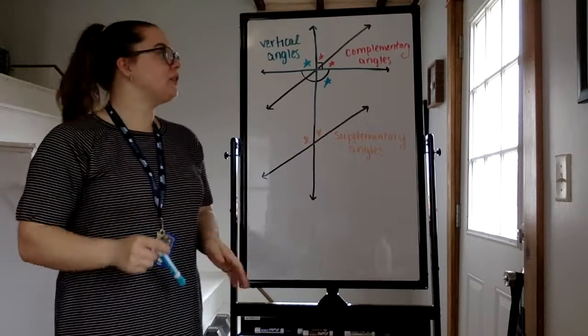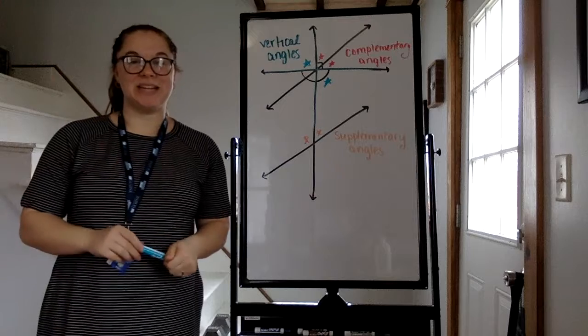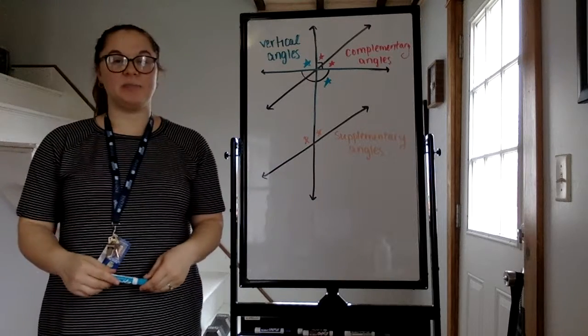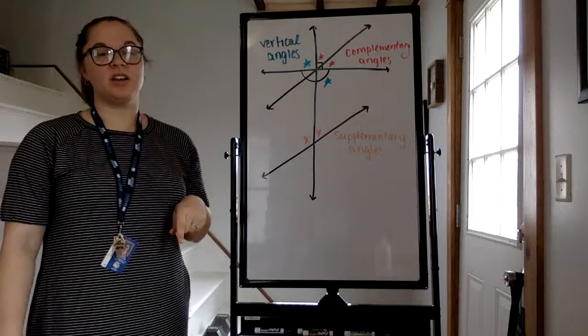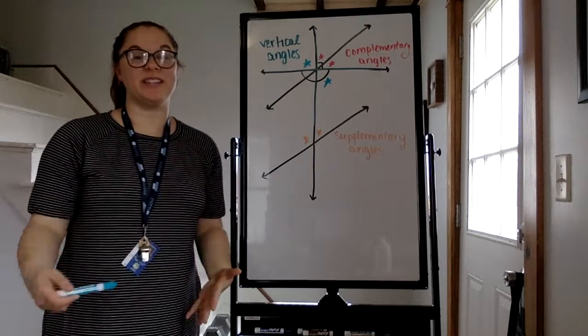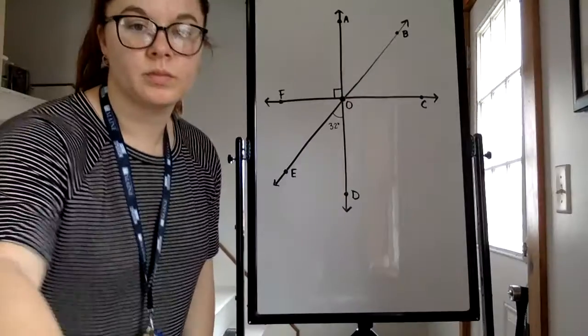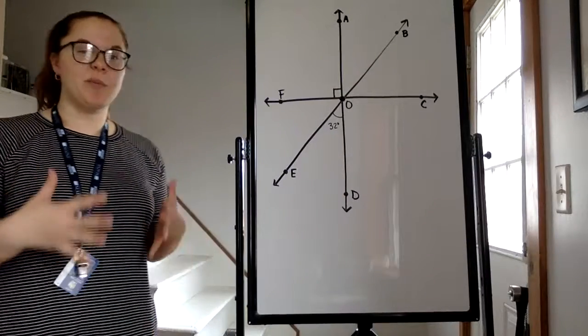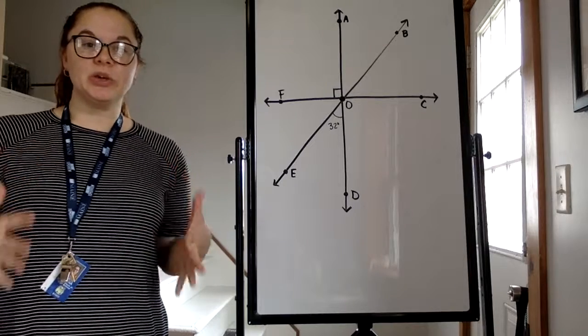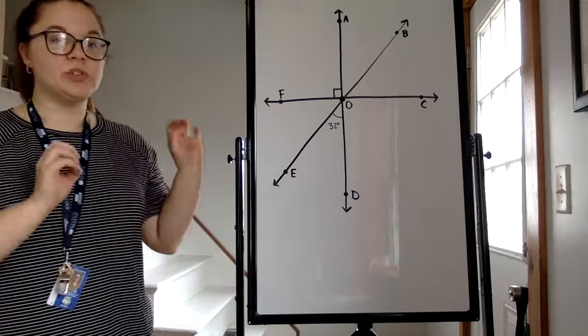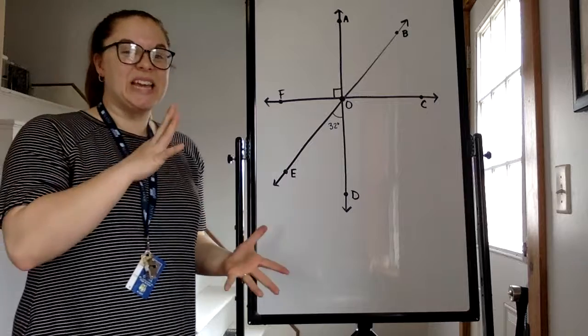So here you have it. You have your complementary angles that add up to 90, your supplementary angles that add up to 180, and your vertical angles that are diagonal from one another, and they are the same size. They're congruent. So now that we've learned and remembered about those complementary, supplementary, and vertical angles, we're actually going to use that information to solve the size of different angles.